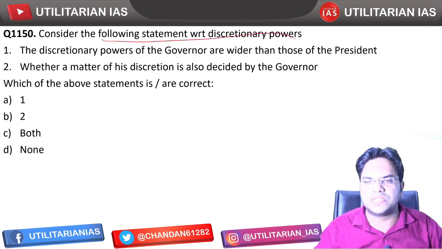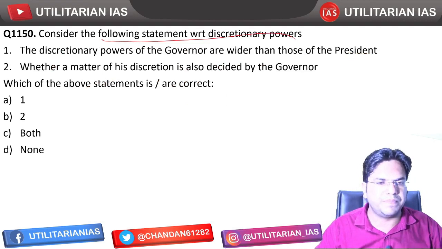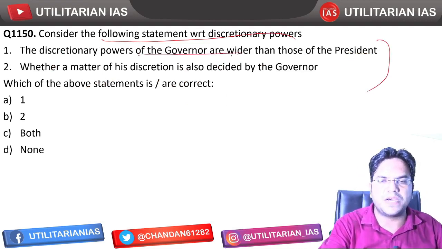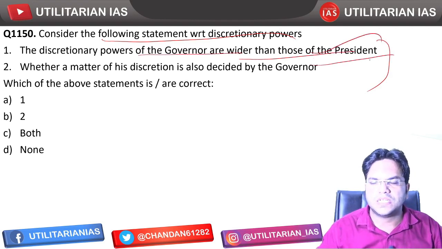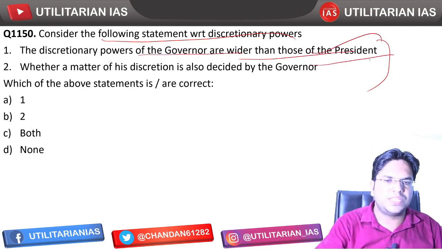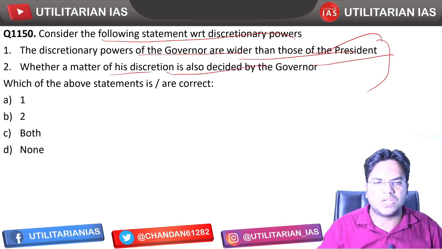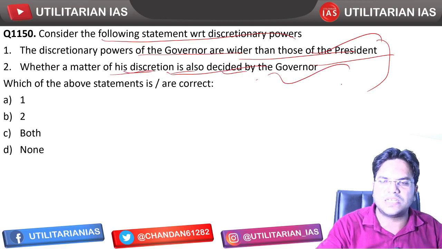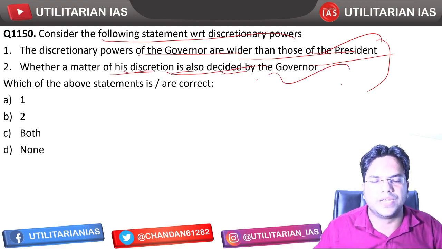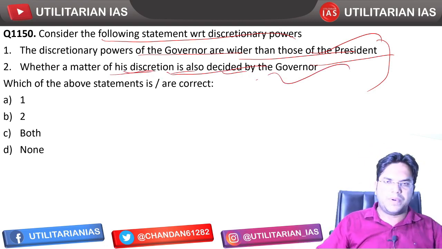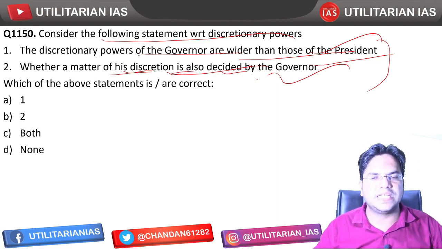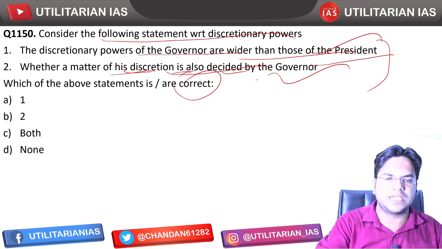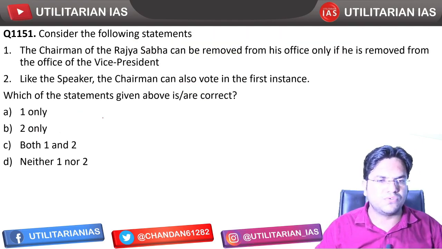Consider the following statement with respect to discretionary powers. 2 statements have been given. The discretionary power of governor are wider than those of the president. That's correct. Whether a matter is of his discretion is also decided by the governor. That is also correct. Governor का discretion क्या होगा या discretionary power कौन सी होगी, that will be decided by the governor itself and not by president or another agency. So that's correct. Correct पूछा है, both statements are going to be correct.